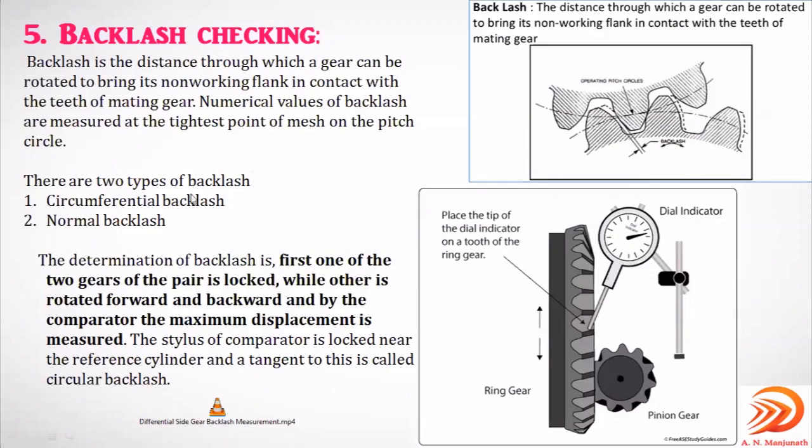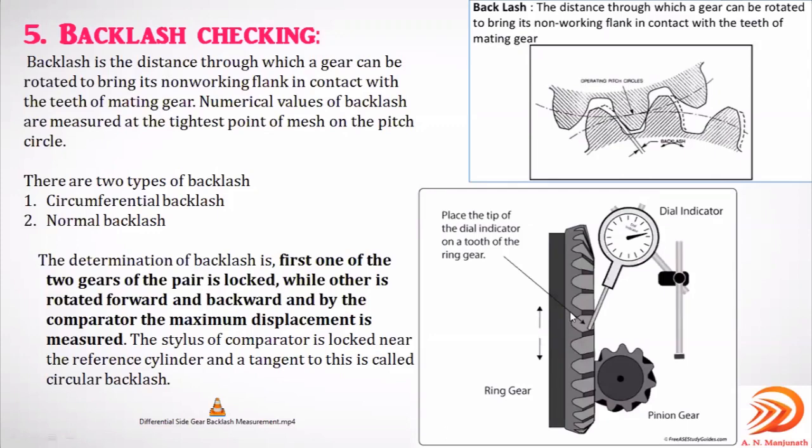See, there are two types of backlash: circumferential backlash and normal backlash. This is the way in which the backlash for the gears during meshing will be inspected. Here also they will use the dial indicator. A dial indicator is a comparator. It does not measure the actual dimension, but the variations or differences it is going to show as compared to the previous one, right?